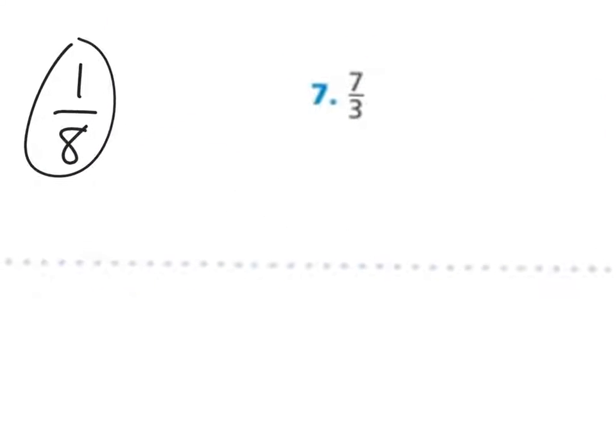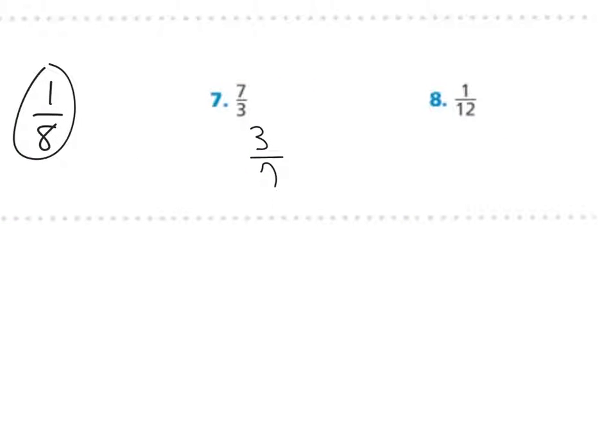Number 7, we have 7/3. So reciprocal of that would be 3/7. And number 8, we have 1/12. So reciprocal of that would be 12/1. If you want to say 12, that's fine. But in this case, I will accept 12/1 since it's a reciprocal problem.